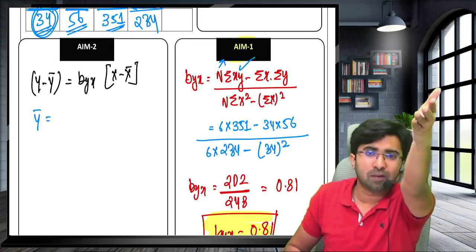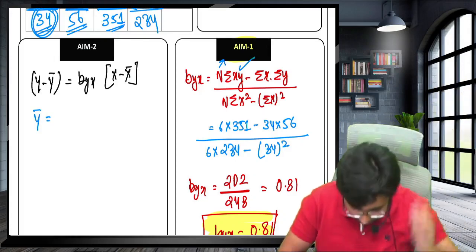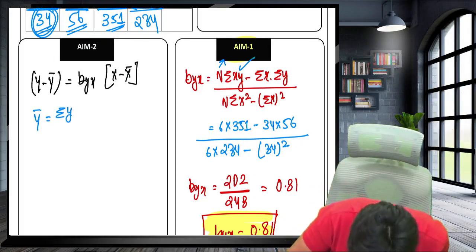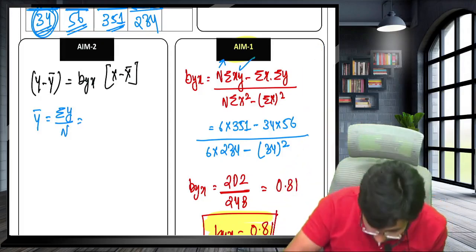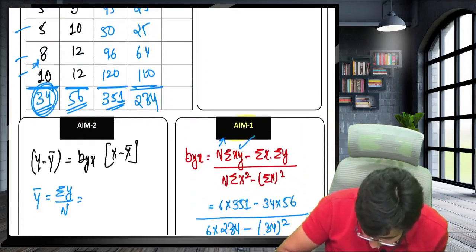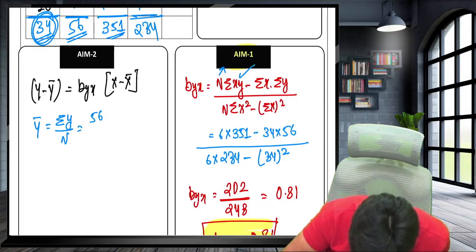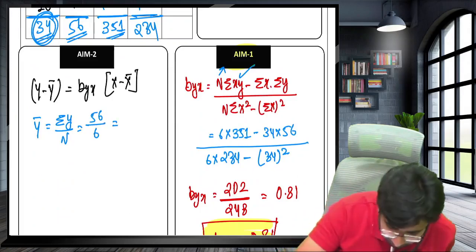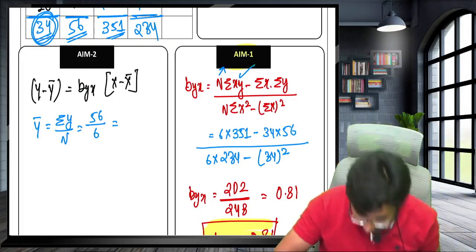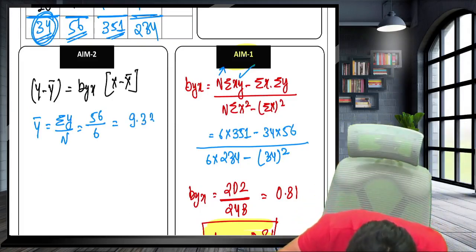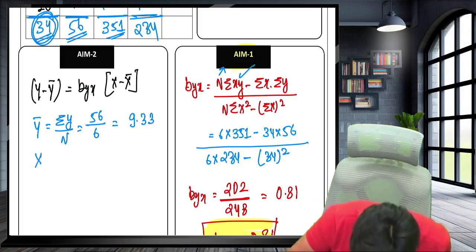Guys, in measures of central tendency, I have taught you y bar is summation of y divided by n, the sum of all the observations of y divided by n. What is summation of y? Guys, it is 56 divided by the number of observations, 6. It is 9.3333. Yes, I am taking 9.33. Guys, can you compute x bar? Sir, summation x divided by n, 34 divided by 6.